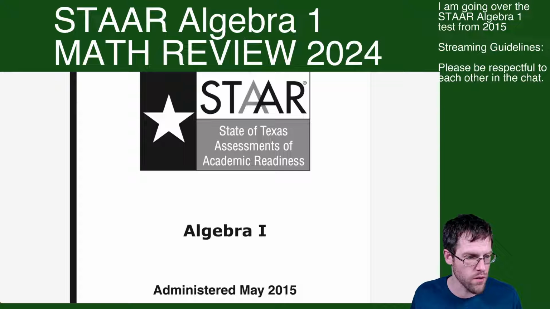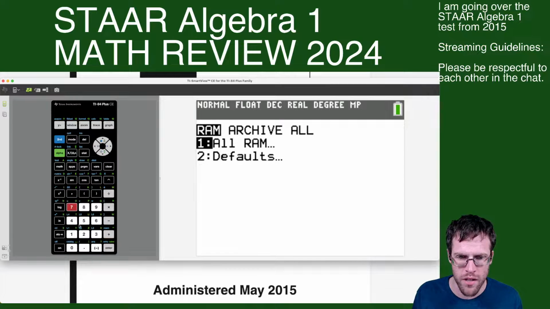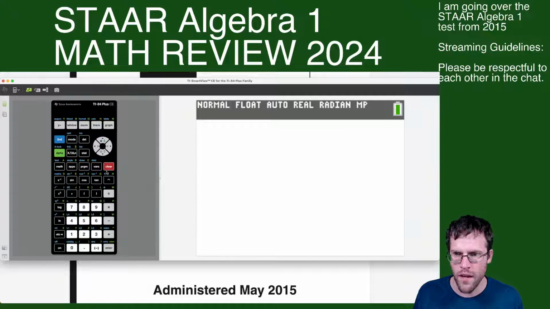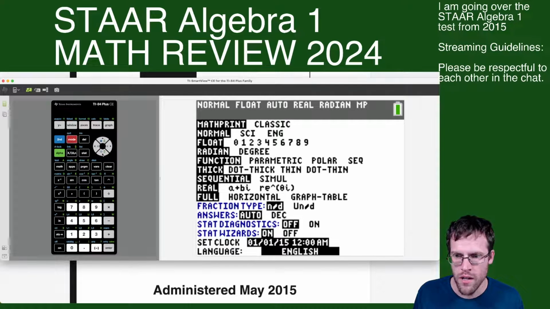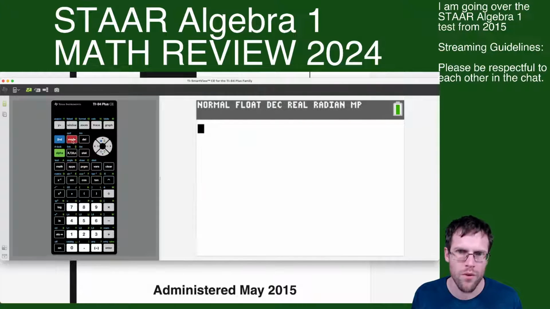For the calculator portion here, I will be using a TI-84 Plus CE. I am going to reset this memory and show you the settings I'll be using. I would switch the answers from auto to decimal, and I will put the stats diagnostics on, so that if we have to write the equation of a line using the calculator, it should be good to go. But at any point, we can bounce back and forth between other settings.